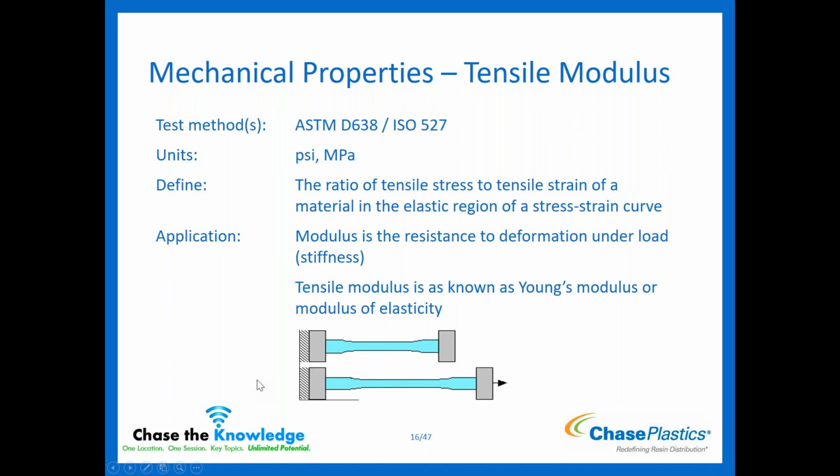Now we're going to start getting into our mechanical properties, our tensile modulus. This is the ratio of tensile stress to tensile strain of a material in the elastic region of the stress-strain curve. So what does that mean exactly? What is modulus? Modulus essentially is the resistance to deformation under load. If I take a part and I'm pulling it at the ends, how much is it resisting me trying to pull it apart?